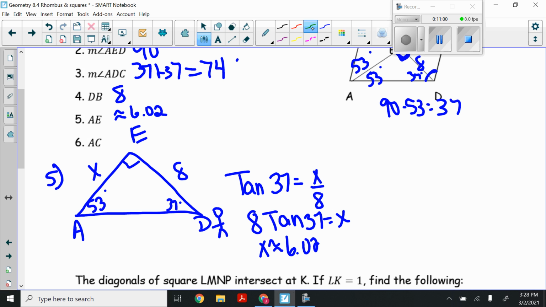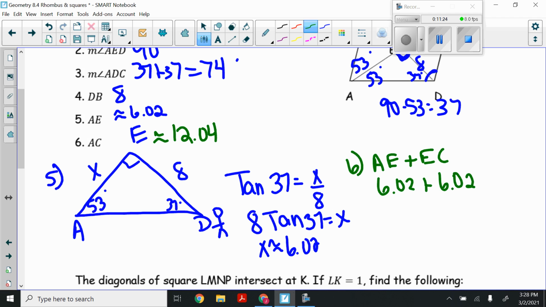So now, number 6, find AC. AC is going to be AE plus EC. AE we just found to be 6.02. EC would have to be the exact same thing, so 6.02 plus 6.02 is approximately 12.04 for AC.